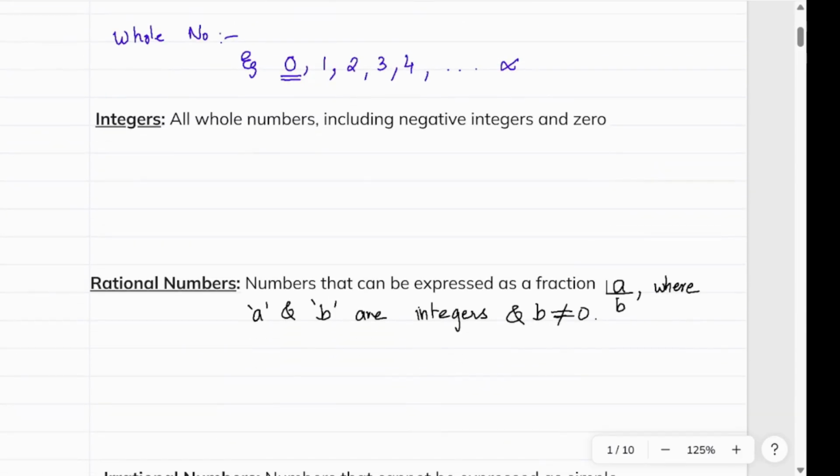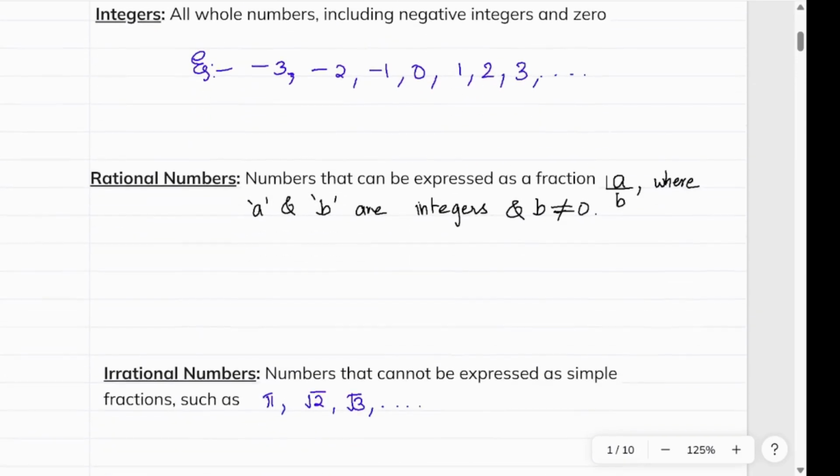Then we have to learn about integers. What do we mean by integers? Integers include positive numbers, negative numbers, and 0. For example, -3, -2, -1, 0, 1, 2, 3, and it goes on like that.